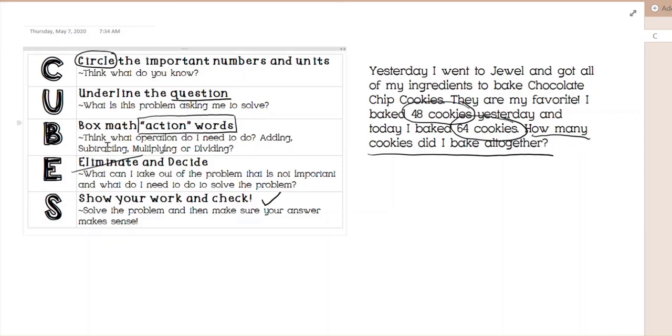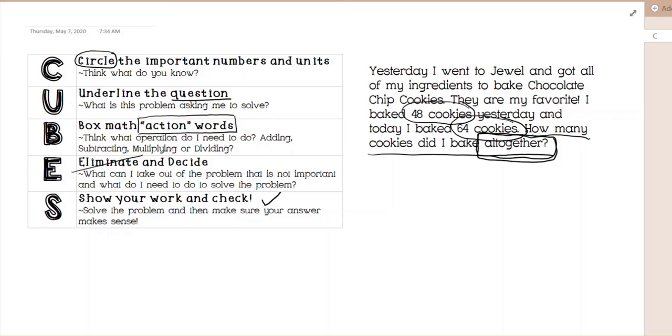Now we're going to box the math action words. Those are the words that we talked about that trigger our brain to know what operation we're doing. So in this problem, it says all together. That's the math action word that tells me what I'm going to be doing.